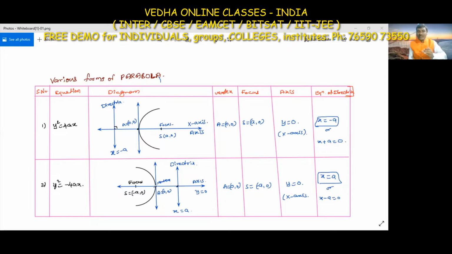Once again, look at the properties here. The vertex is 0, 0, the origin, and the focus is minus a comma 0, since it is on the left side. The axis is y equals 0, the x-axis. And the equation of the directrix is x equals a, or x minus a equals 0.